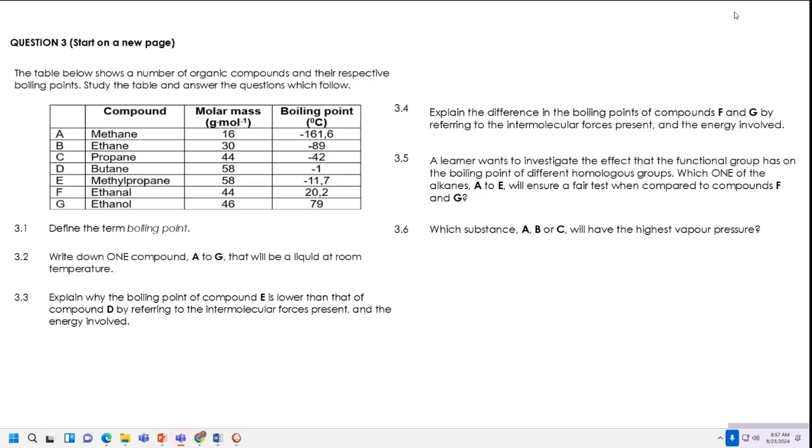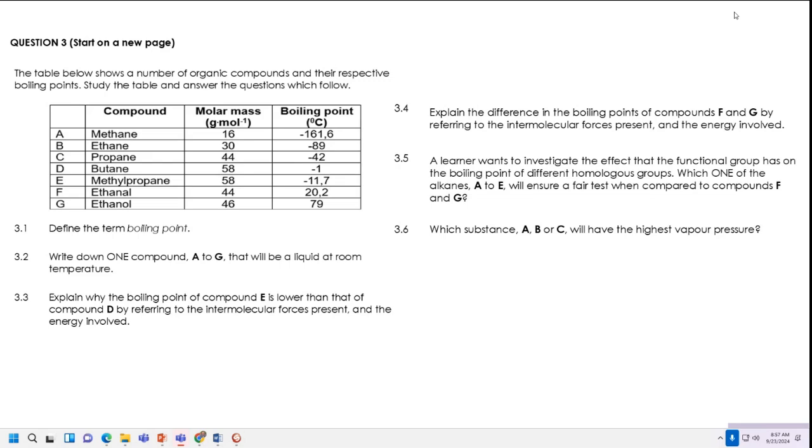But now look at their boiling points. My goodness, -161.6 degrees. Ay, ay, ay. Sounds like a Gauteng temperature over this past weekend. Oh, dear. Anyway, -89 degrees, -42, -1, -11. Then we have 20.2 and then 79. Right. So very interesting statistics that we are given.